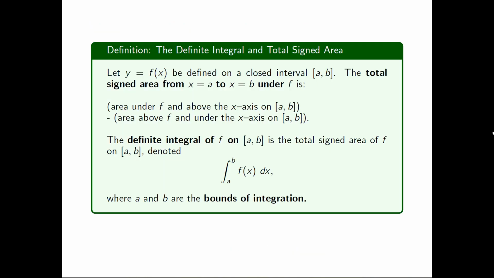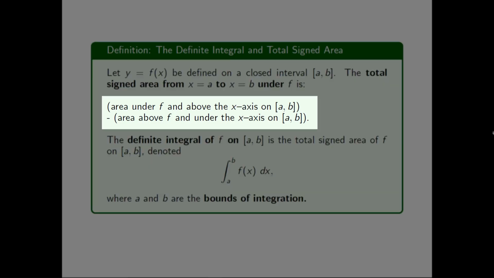Let's get into the definition. We're talking about the definite integral and total signed area. That signed is important, taking into account the negatives and positives. We have some function y equals f of x, defined on a closed interval from a to b. The total signed area from a to b under f is the area under the function that's above the x-axis, and then we subtract the area above the function and under the x-axis.